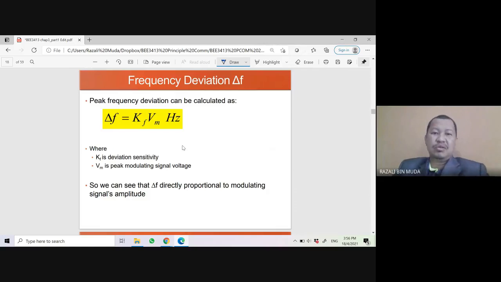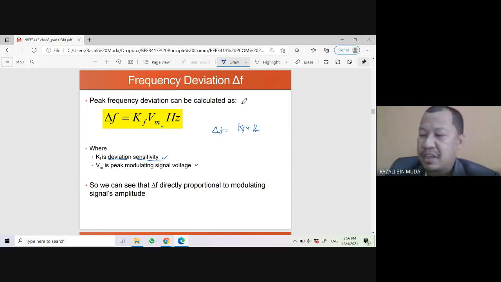Delta F, the frequency deviation, can be calculated using this equation. Delta F equals Kf Vm, where Kf is the deviation sensitivity and Vm is the peak of the modulating signal. So how to calculate frequency deviation? Kf, the sensitivity of deviation, multiplied by Vm, the peak of the modulating signal.